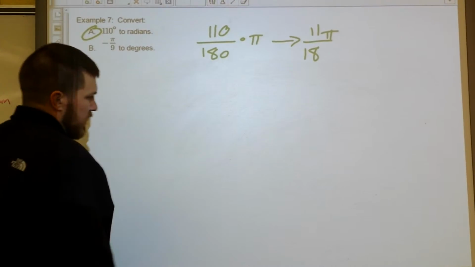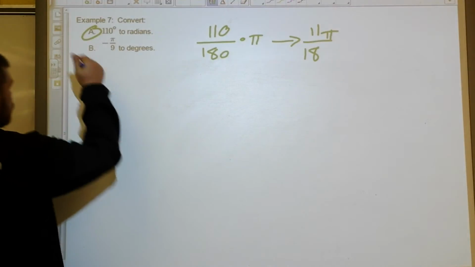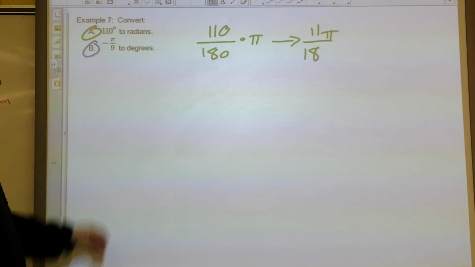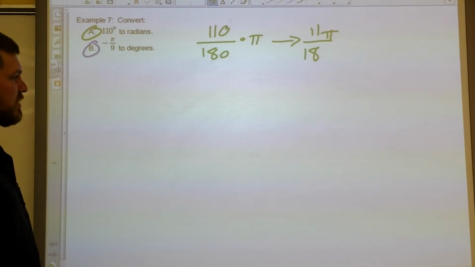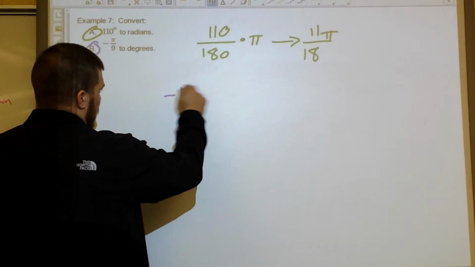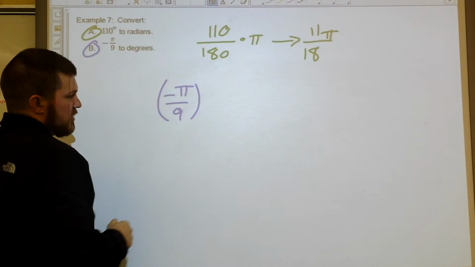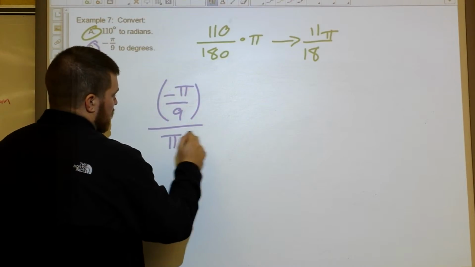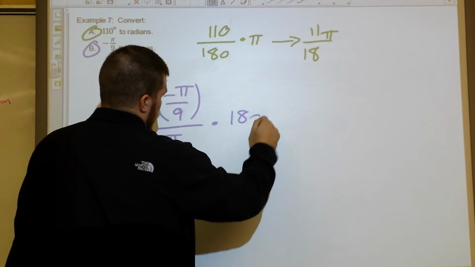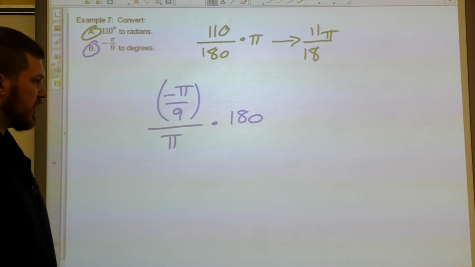All right, so in part B, let's do that in blue. I'm going to convert negative pi over 9 radians into degrees. So I have negative pi over 9. That's a fraction, so I'm going to put that in parentheses, divided by pi, times 180. That's the formula that we just saw a few slides ago.